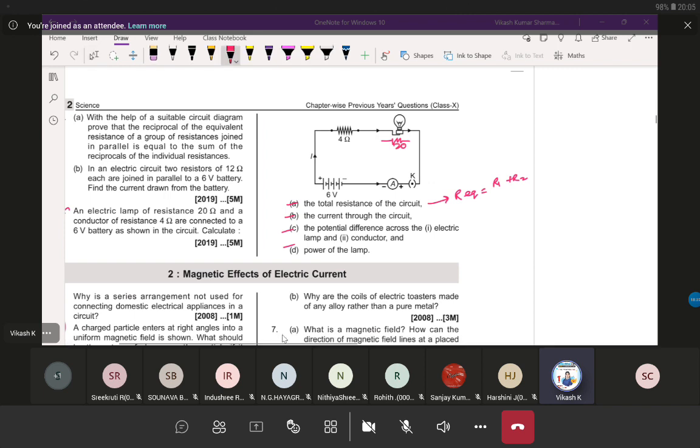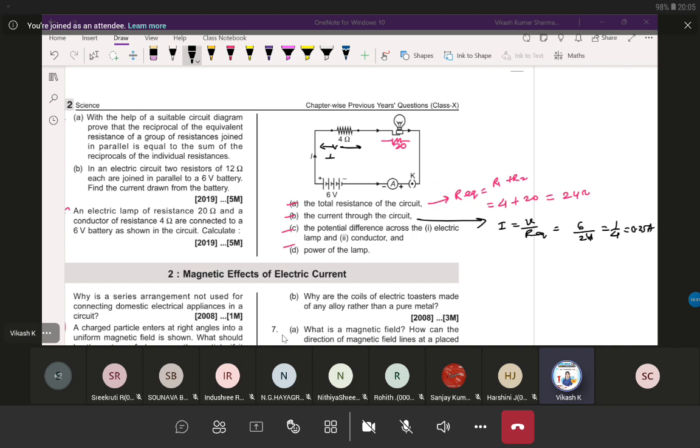Very good. So R1 is given 4 and R2 is given 20. So totally how much? 24. The current in the circuit I equal to V by R equal to 6 by 24, equal to 1 by 4, equal to 0.25 ampere. Next, the potential difference across the lamp.